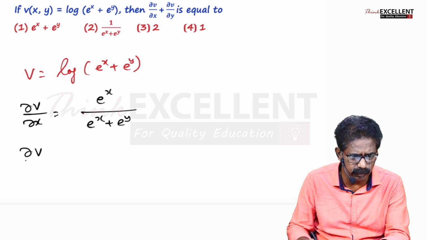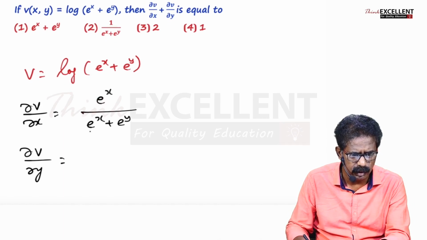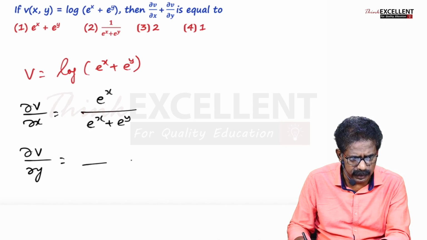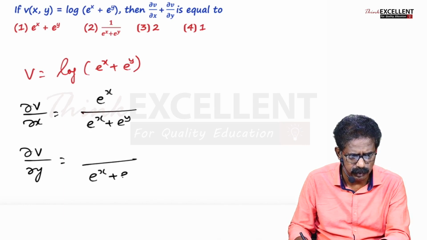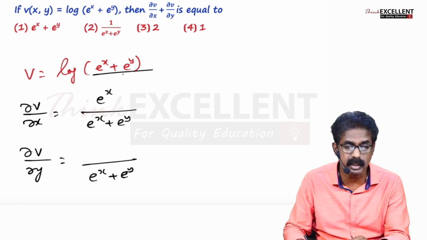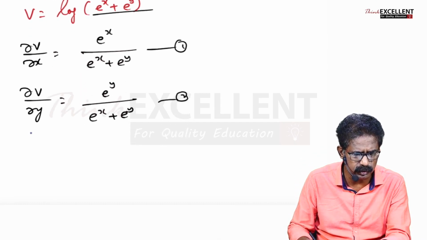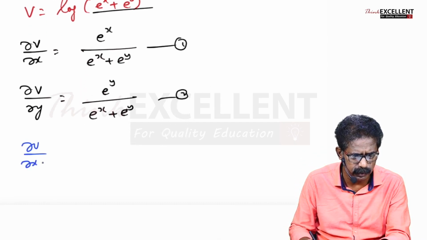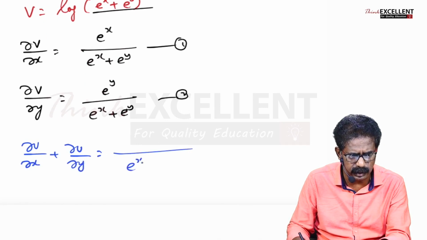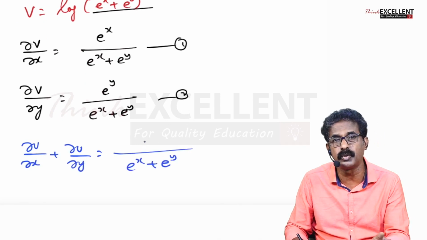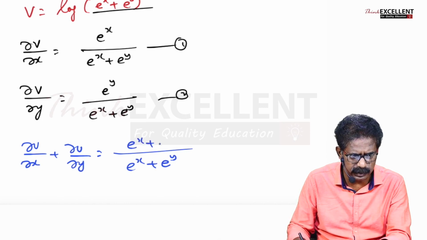So same way dou v by dou y is again log x type 1 by x into its derivative with respect to y. So e raised to x derivative 0, e raised to y derivative, e raised to y itself, right? So we have to add these two. So adding 1 and 2. So dou v by dou x plus dou v by dou y. Both denominators are same. So e raised to x plus e raised to y, and the numerator e raised to x plus e raised to y.